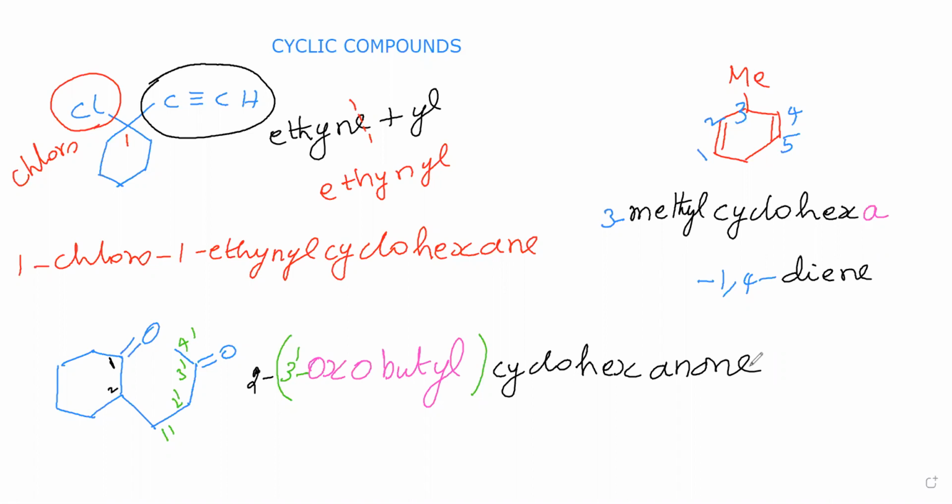Let us go to the next compound. Next compound we will take: CH3, C, CH2, CHO, then CH3 at this carbon, and here cyclopropyl. Okay, we have given it like this.